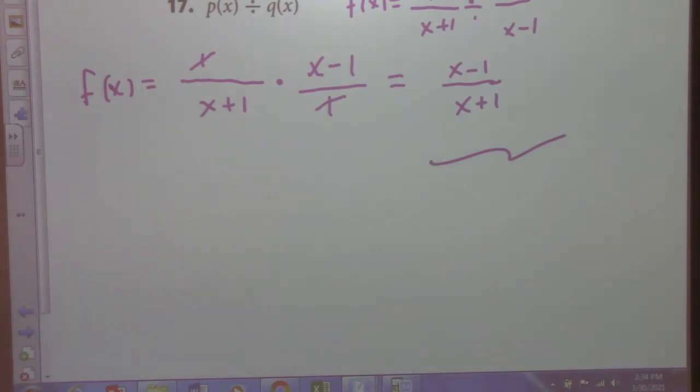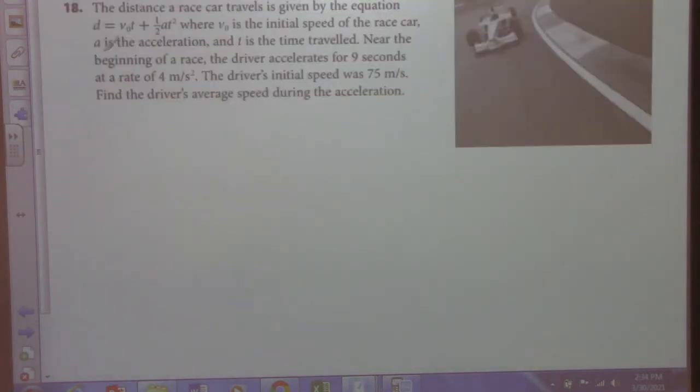What we did is we went through number 17 yesterday, and so what we're doing is we're getting into problems 18, 19, and 20.